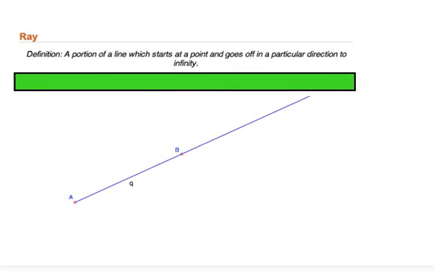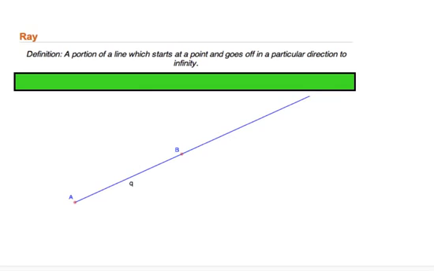The next thing we're going to talk about is called a ray. A ray is a portion of a line which starts at a point and goes off in a particular direction to infinity. Infinity means it goes on and on and on and never stops. So if we look at this line segment, the line starts at point A but continues on and on and on. B is where our ray would start. B continuing on forever is a ray.